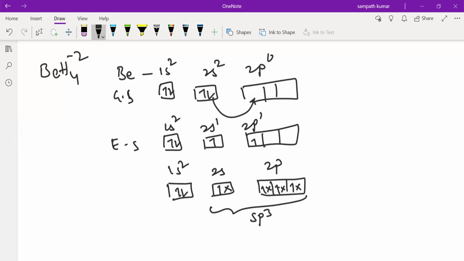Tetrahedral. That means what is the geometry of this? Write the geometry of beryllium. The geometry is correct.